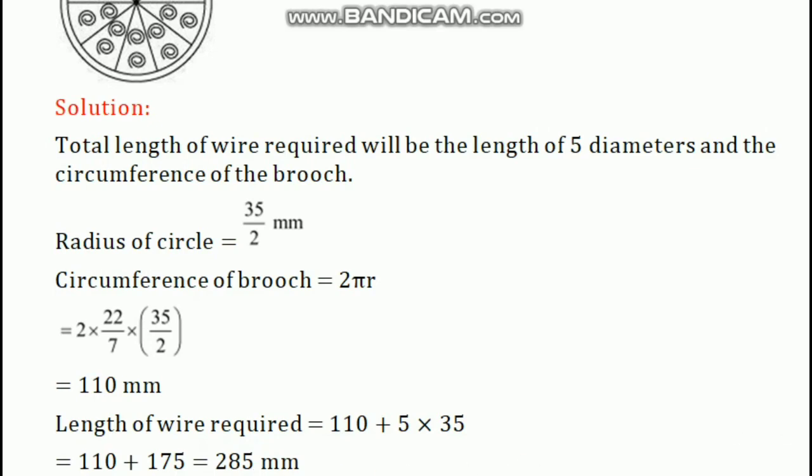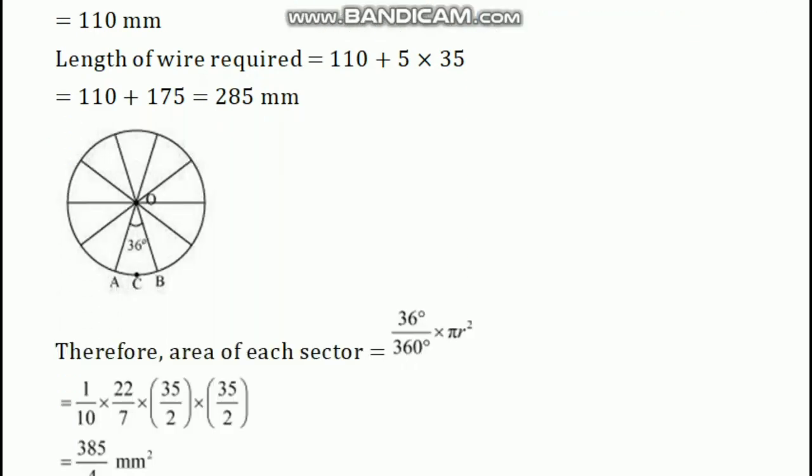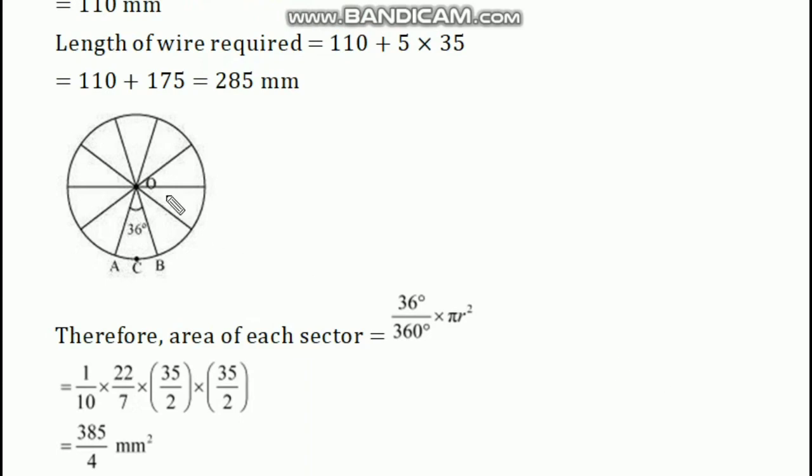At the same time, we need to find out the area of each sector. So here, totally how many angles are there? 1, 2, 3, 4, 5, 6, 7, 8, 9, 10. So totally 10 parts of the circle are here. We divided it into 10 parts. That means each part contains a 36-degree angle.